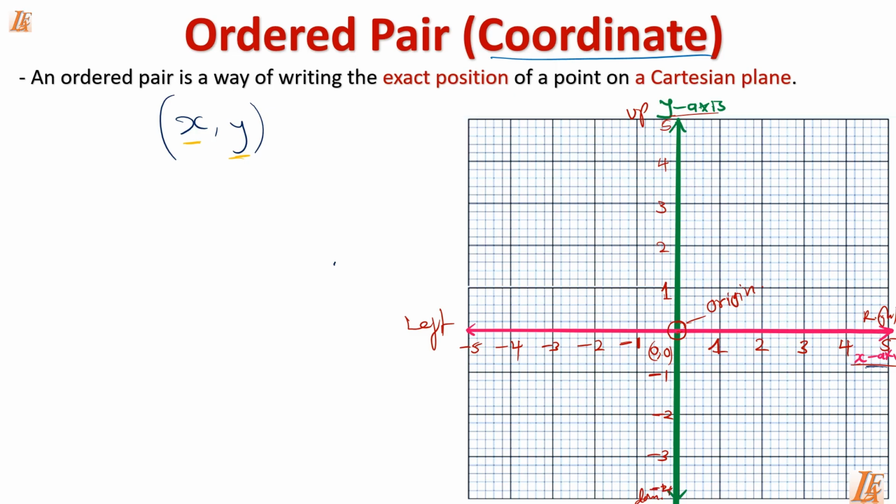So that's how a Cartesian plane looks. Remember, we called this one the first quadrant. This is the second quadrant, the third quadrant. We number it anti-clockwise, and then we have the fourth quadrant here.